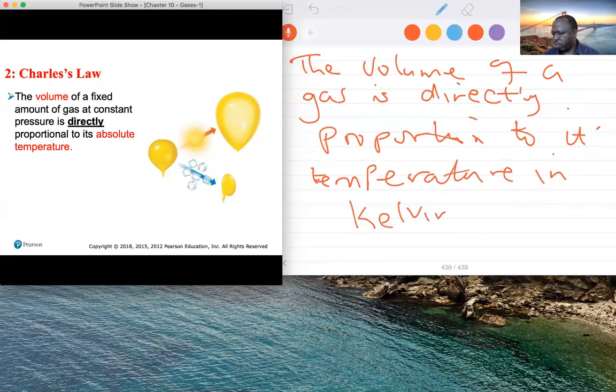Temperature in Kelvin. Underline temperature in Kelvin. Sometimes you may think that it's just temperature, but the temperature has to be in Kelvin. So whenever you're solving problems on this, remember temperature has to be in Kelvin, directly proportional.